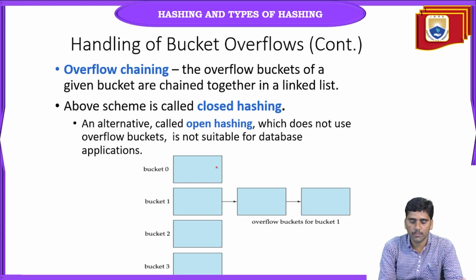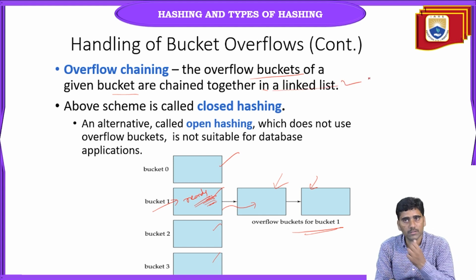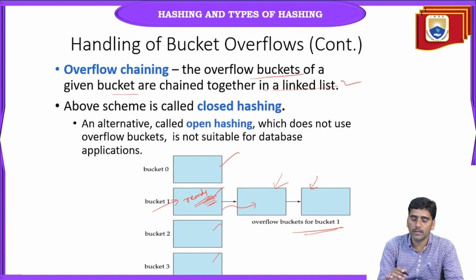You can create bucket 0, bucket 1, bucket 2, bucket 3. But when more records are inserted, bucket 1 will lead to overflow buckets. These two are the overflow buckets for bucket 1. So overflow chaining is the process. The overflow buckets of a given bucket are chained together in a linked list. The overflow chaining happens in a linked list manner.